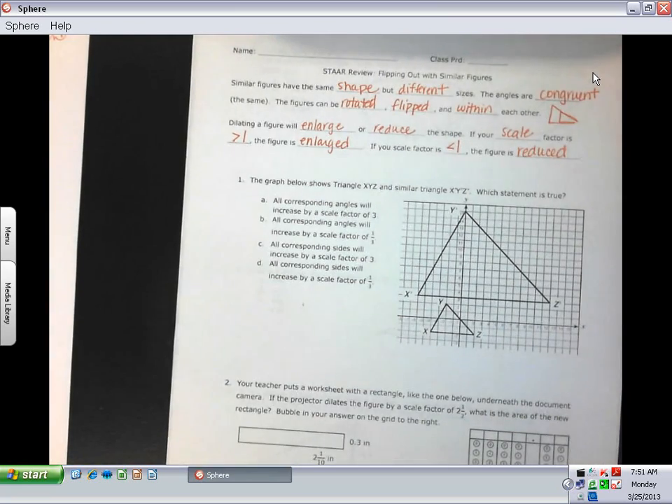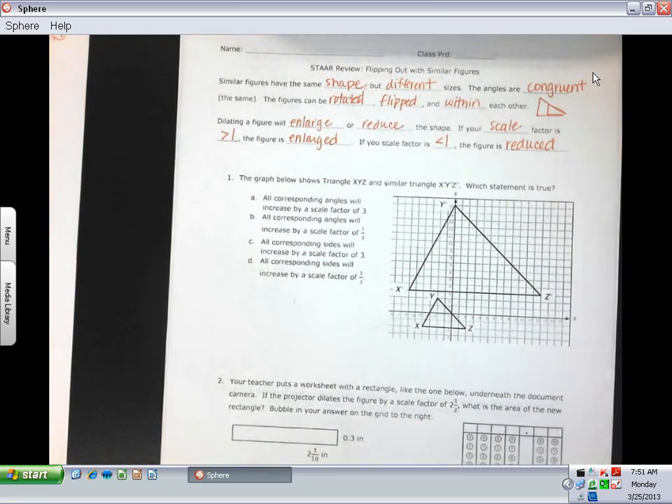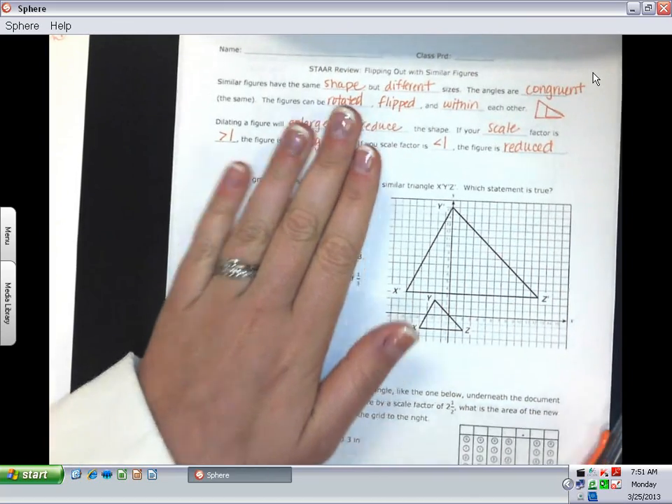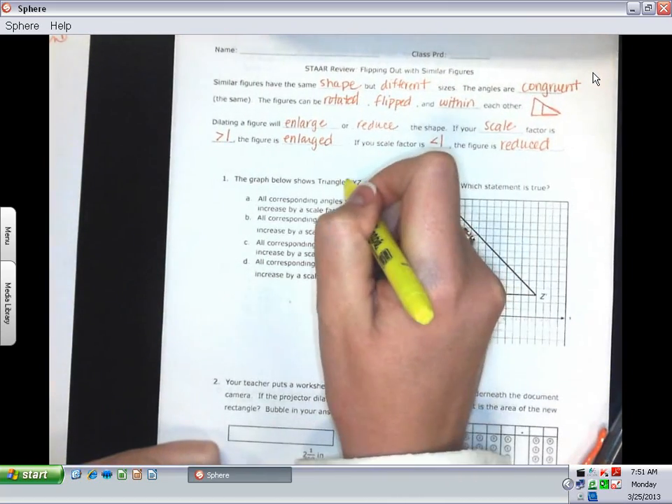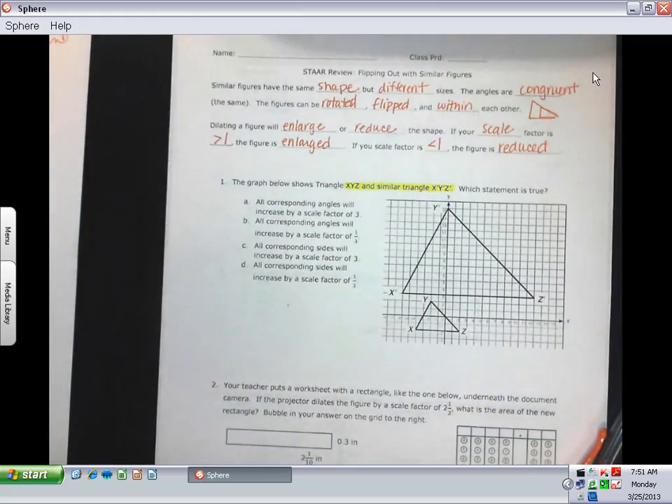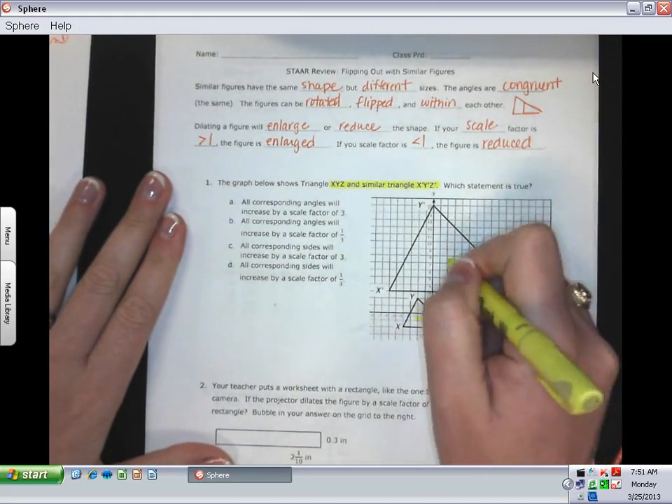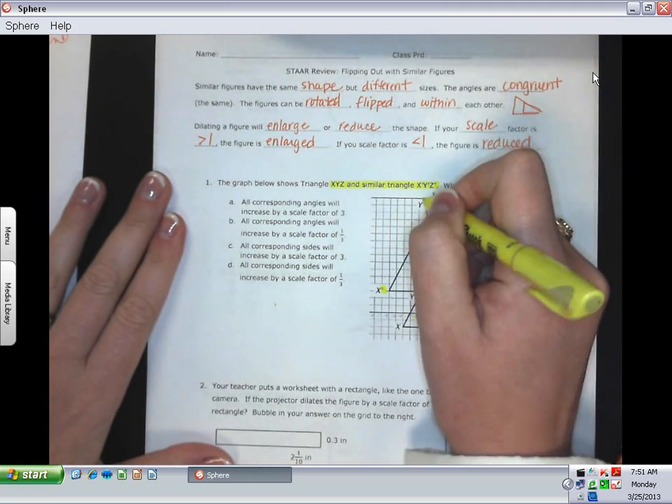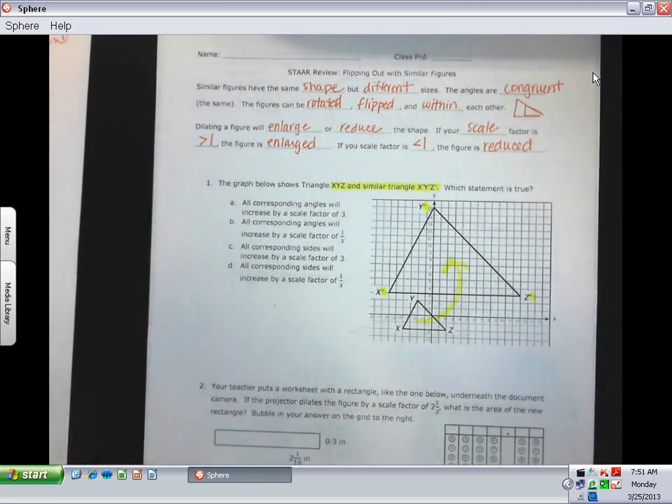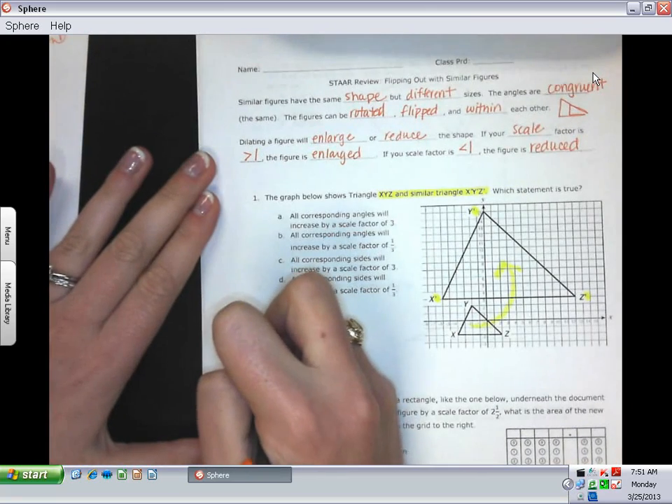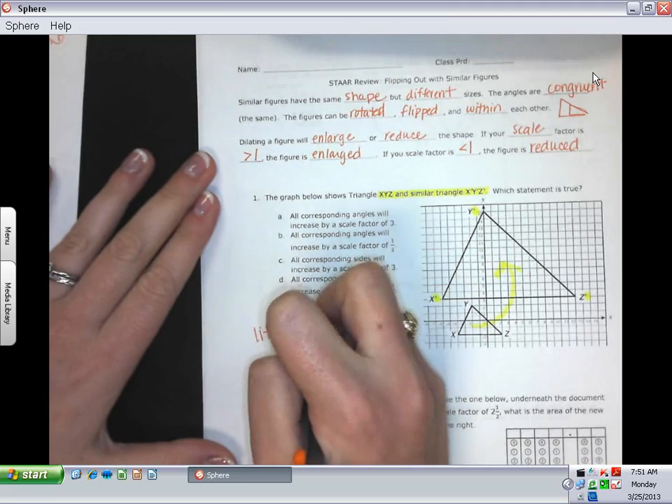Number 1, the graph below shows triangle XYZ and similar triangle X prime, Y prime, and Z prime. Which statement is true? So before I even look at my answer choices, I know that I'm going from triangle XYZ to triangle X prime, Y prime, Z prime. So I'm going to draw from here to here. So be careful, because this is your prime here. So you're going from a little figure to a big figure. So write yourself a note.